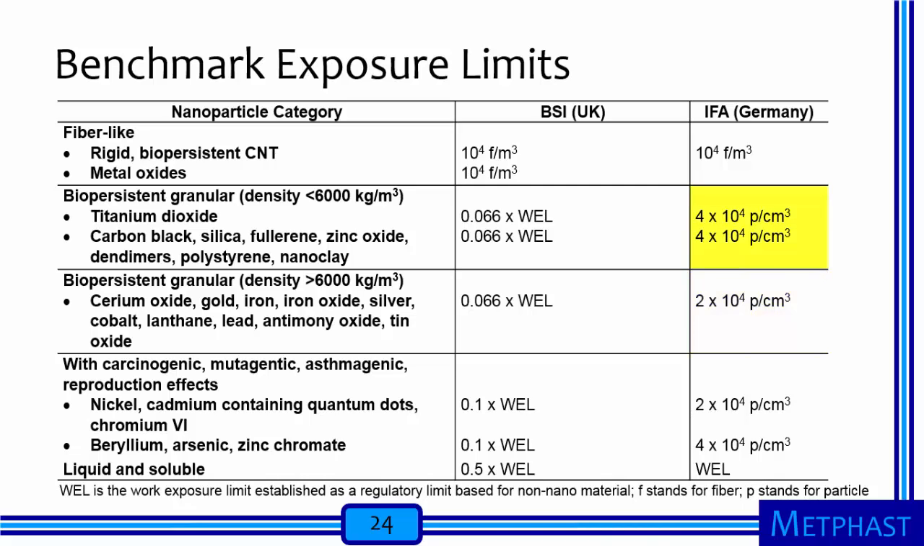For biopersistent granular nanomaterials with a density below 6,000 kilograms per cubic meter, a particle number concentration of 40,000 particles per cubic centimeter in the measured range between 1 and 100 nanometers should not be exceeded. For nanoscale liquid particles such as fats, hydrocarbons, and siloxanes, the applicable maximum workplace limit values should be employed owing to the absence of effects of solid particles.